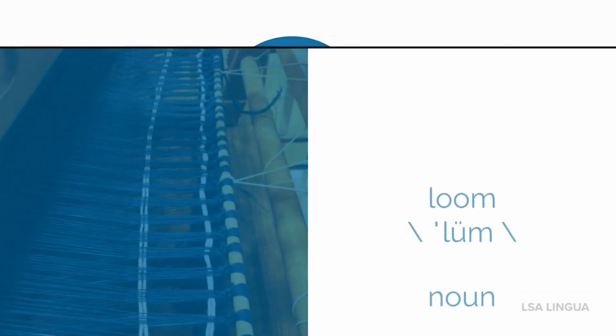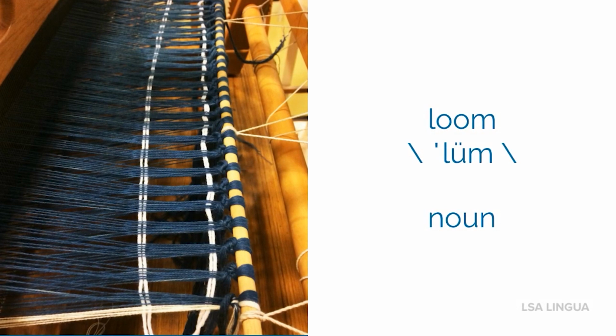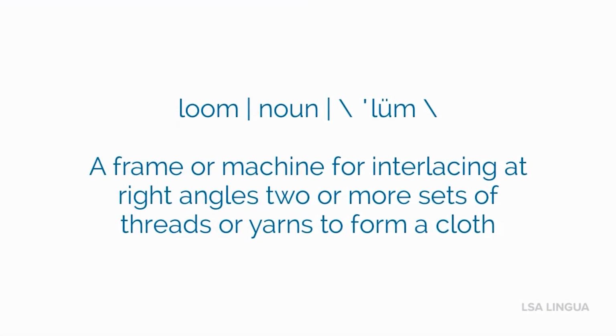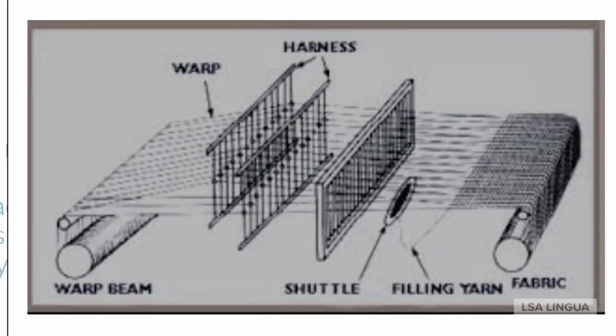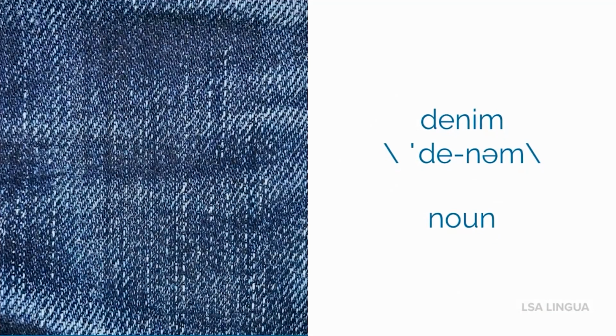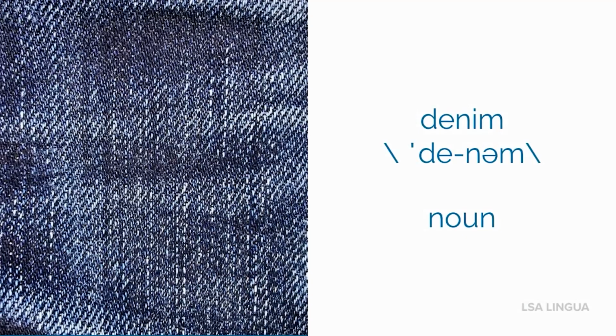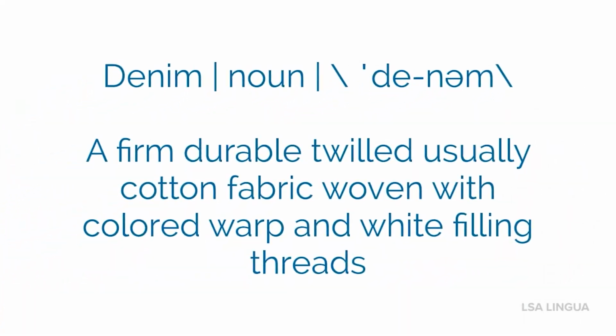Over to today's topic, loom, noun. Loom is a frame or machine for interlacing at right angles two or more sets of threads or yarns to form a cloth or fabric, like denim. Denim, noun. Denim is a firm, durable twilled, usually cotton fabric, woven with colored warp and white filling threads.